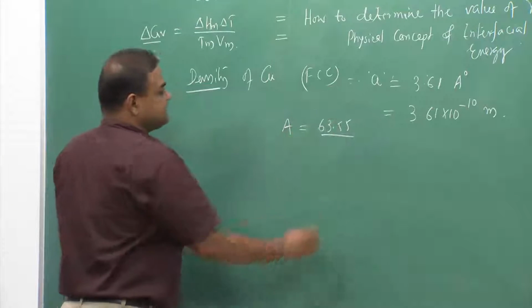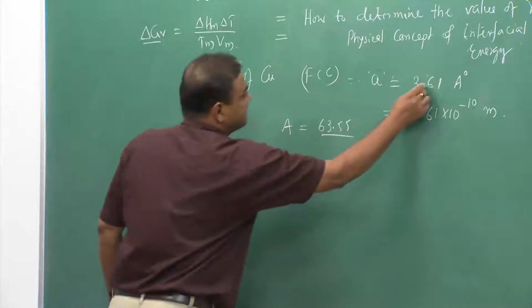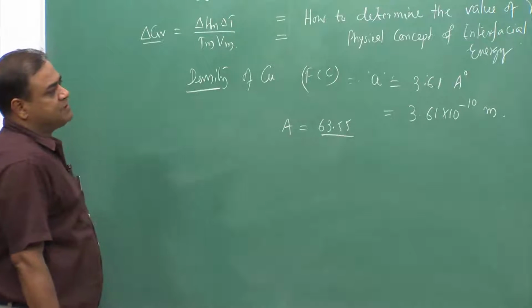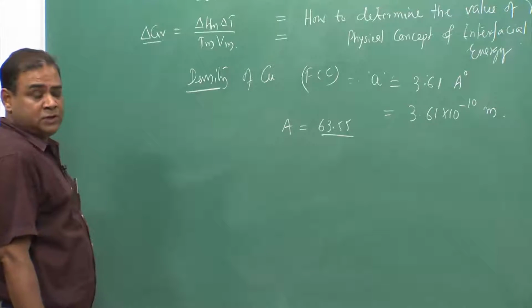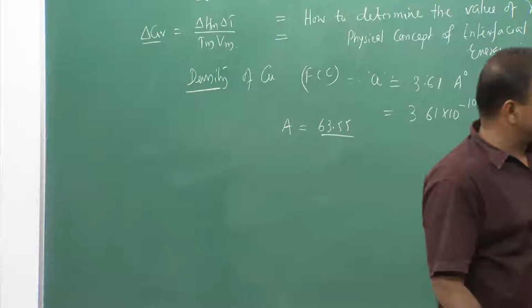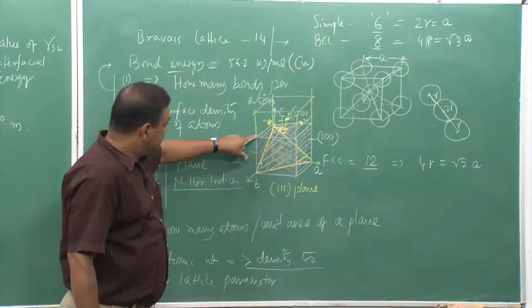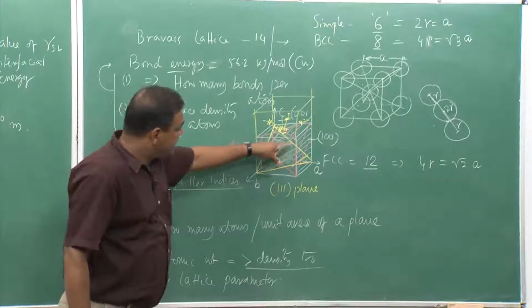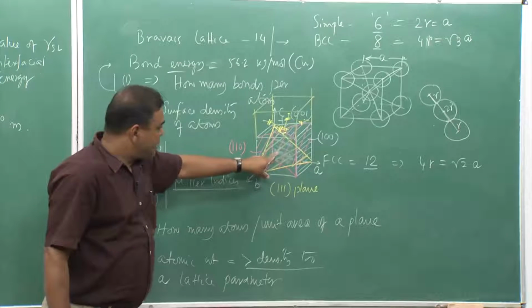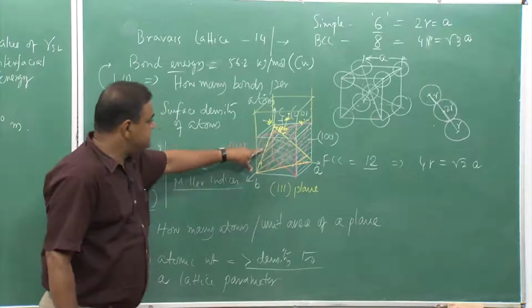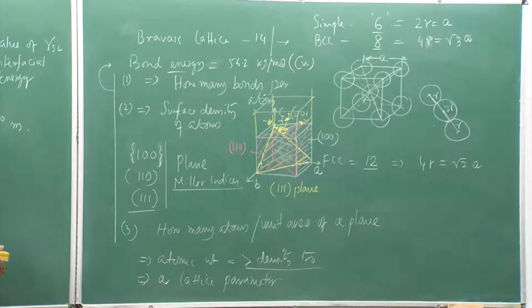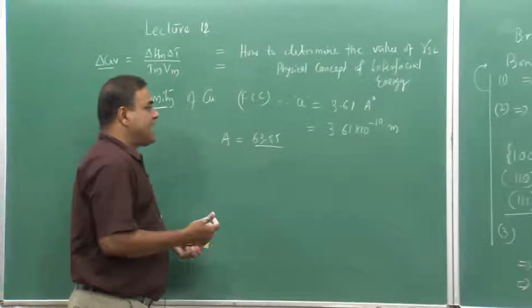Now, this is FCC, and we have the lattice parameter. So, we can find out how many atoms are there in a particular unit cube. If you come back to this FCC crystal, you can see that there are atoms at the corners of the lattice, and 1 each at the center of the face.